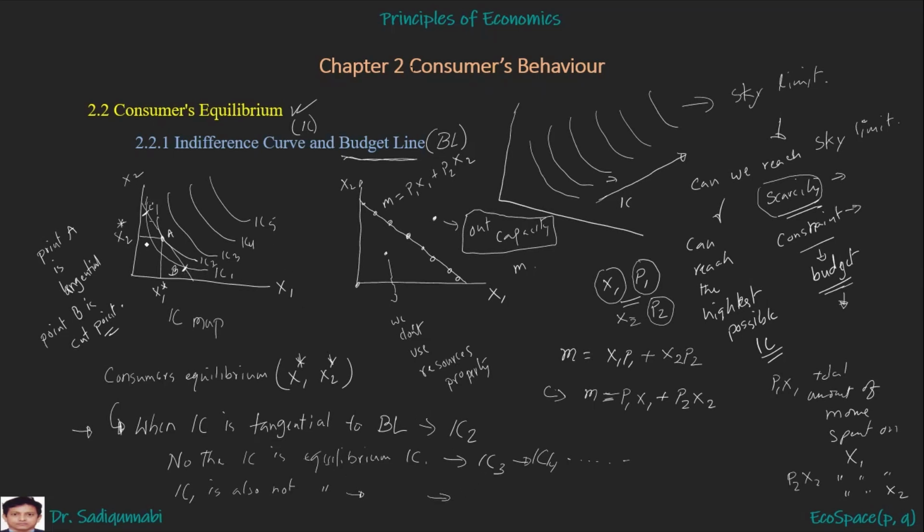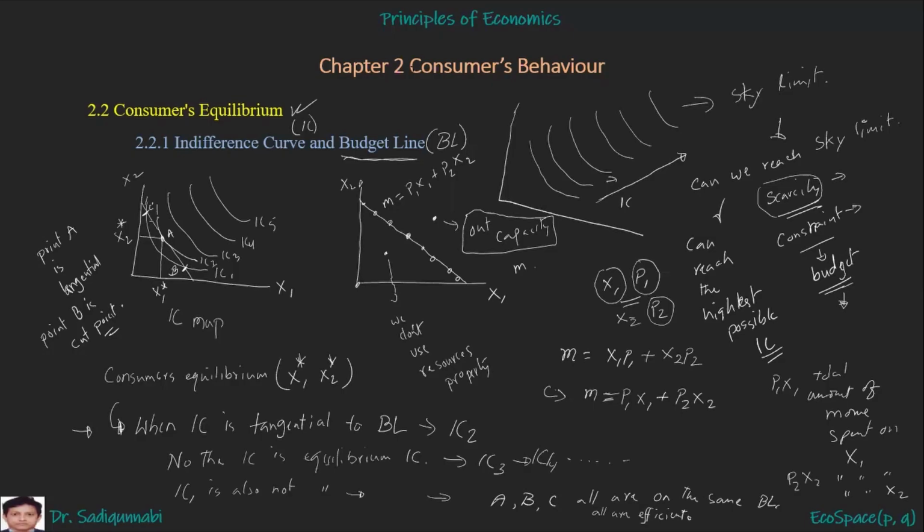So suppose A, B, C, all are on the same BL, right? And we say that on the same BL, they are all efficient points. So all are efficient. Okay, so when all are efficient, then we have said that only one point is equilibrium.